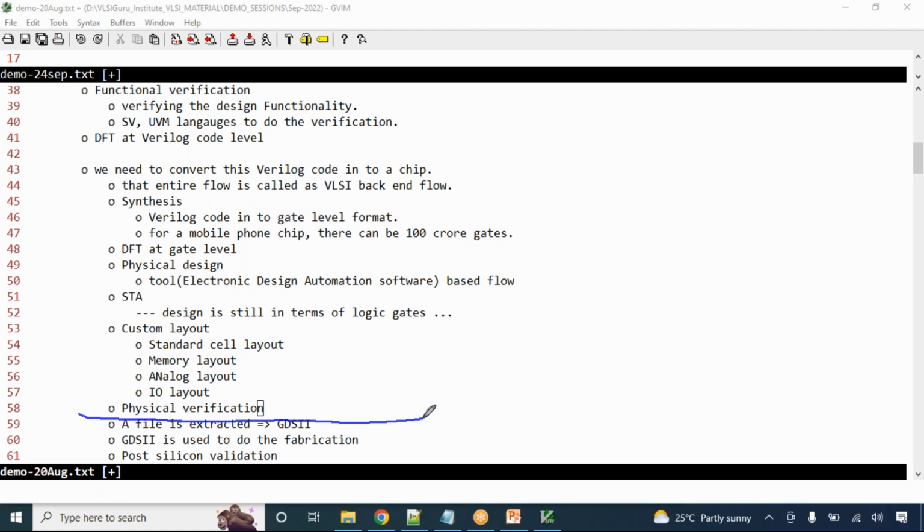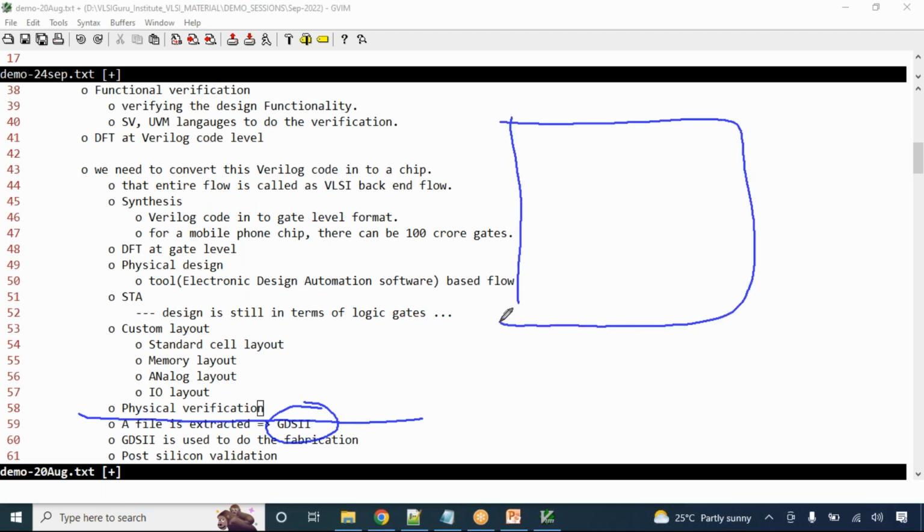At this stage, from the layout, they extract a file called GDS2. In very simple terms, it will tell you, if this is my chip area, where the metal is present, in which dimension the metal is present, and what the density of the metal is. It will also talk about where the p doping is present and where the n doping is present, for the whole chip.